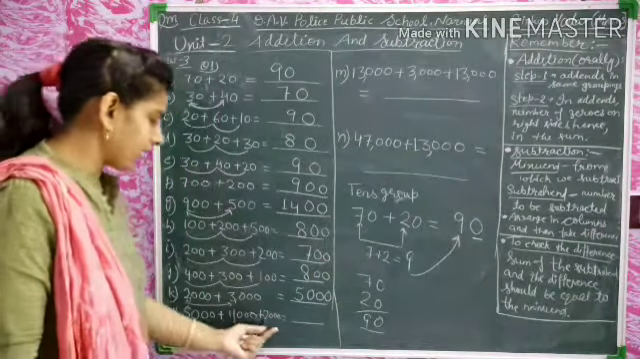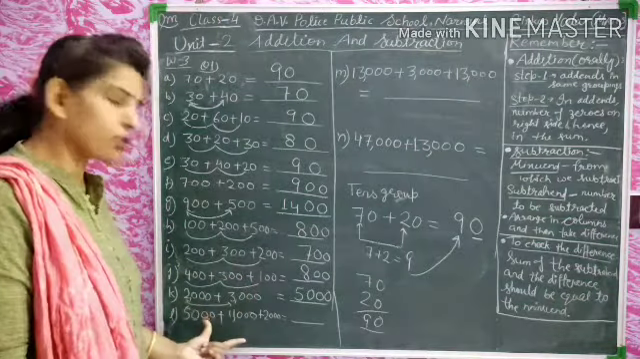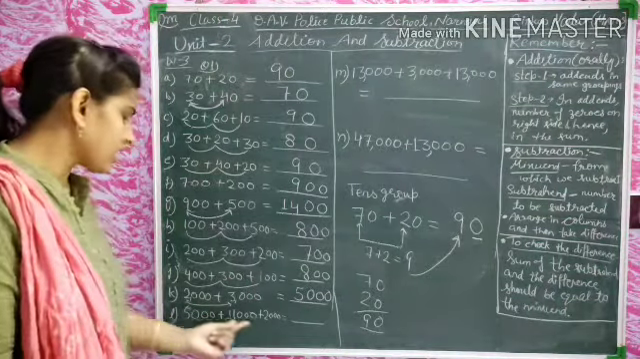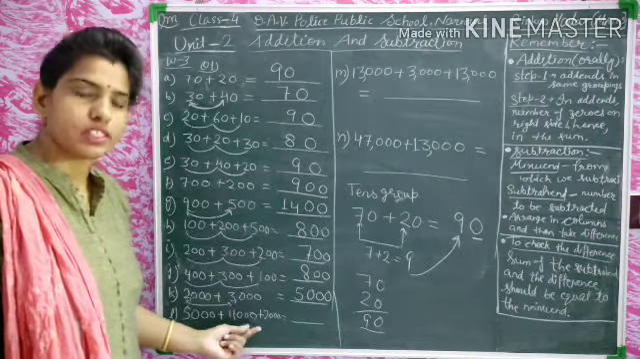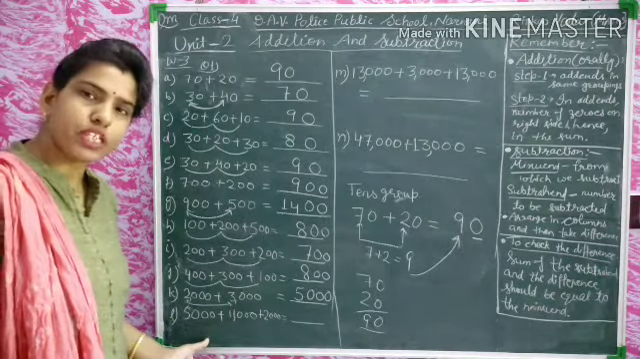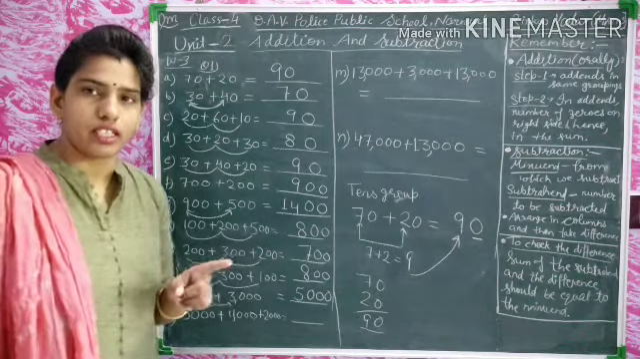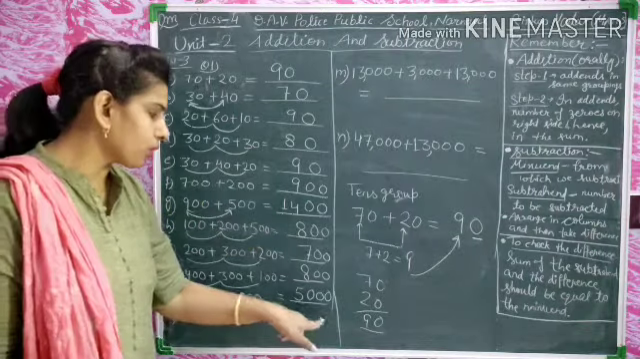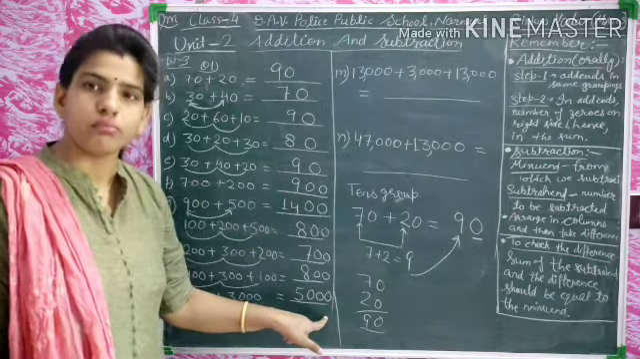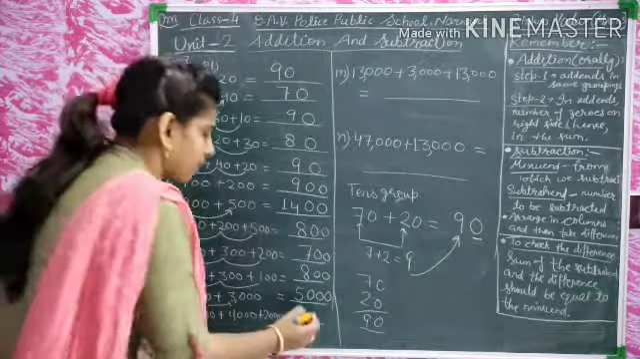Now we will add these numbers. First check in which grouping they consist. These are in the thousands grouping. Okay, students? These are also in the thousands grouping. So in the thousands grouping, there are 3 zeros on the right side. So in the answer, in the sum also, we are putting the 3 zeros here.